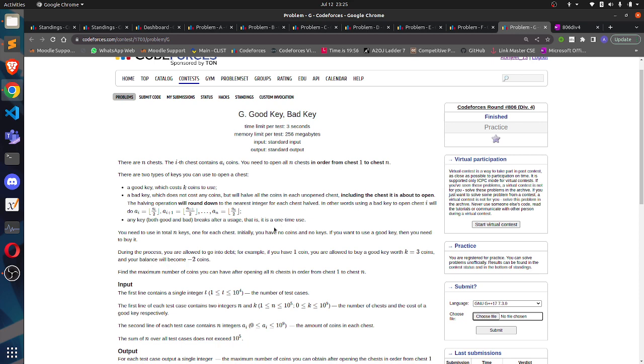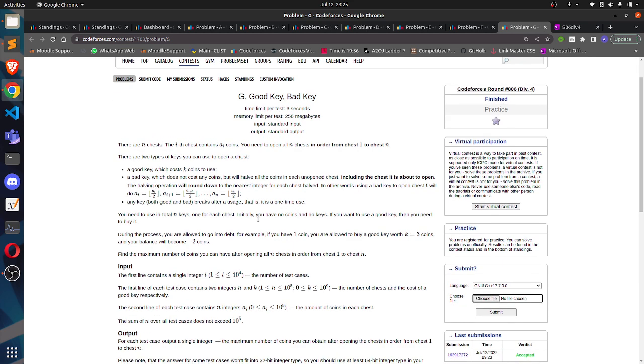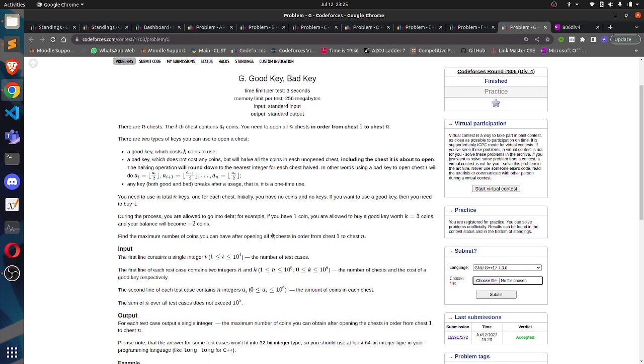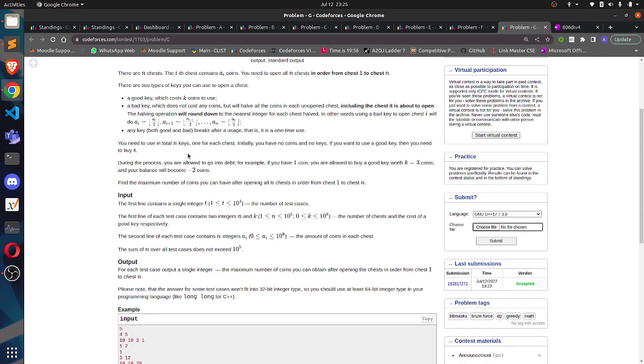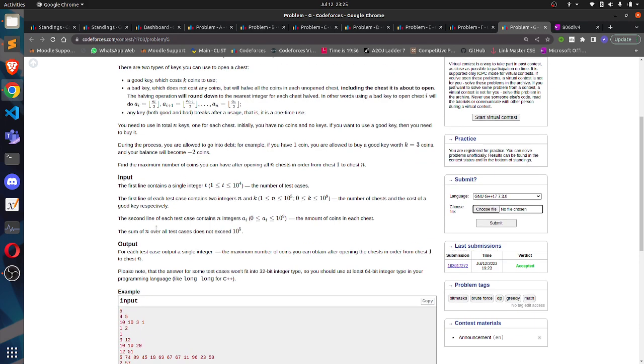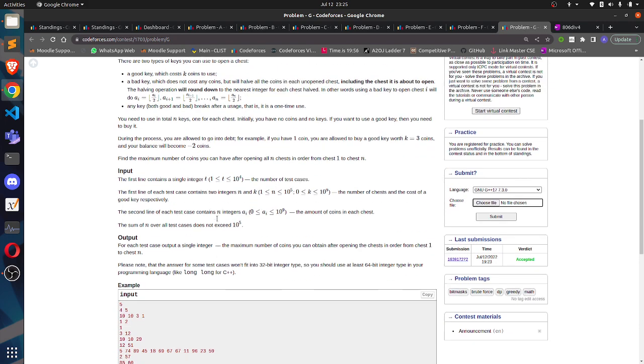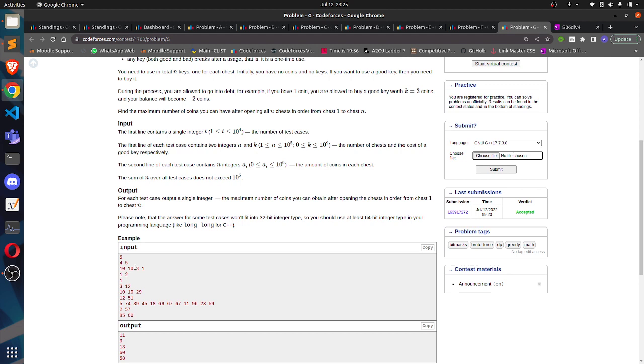Any key breaks after usage, means every key is a one time use key, and we can go into negative value also, means the total amount which we have can become negative. We can go in debt. So we have been given n and k, and we need to find what is the maximum value that we can obtain after opening all the chests.